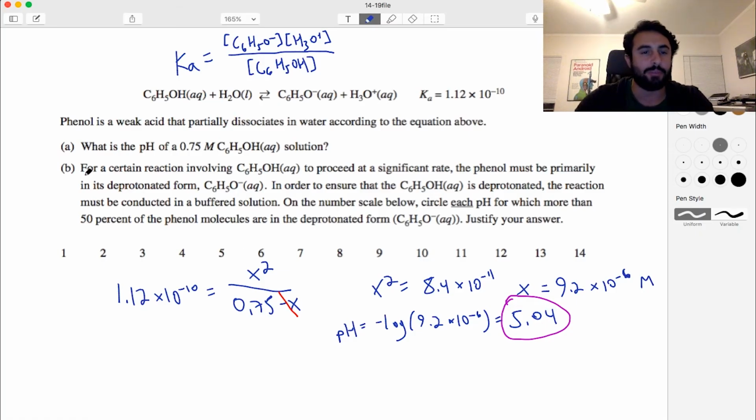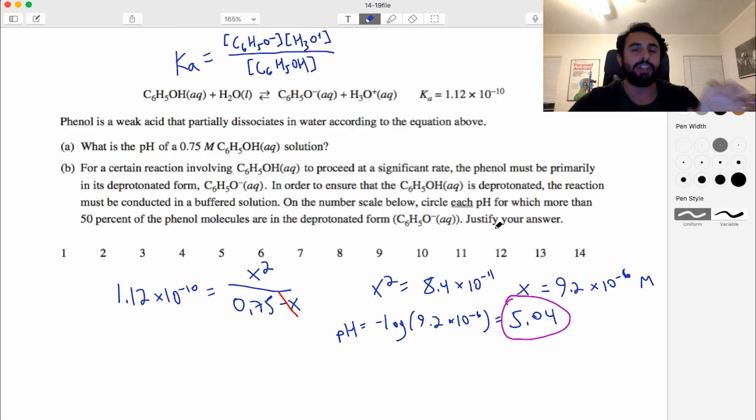Now let's look at part B. For a certain reaction involving phenol to proceed at a significant rate, the phenol must be primarily in its deprotonated form, phenoxide. In order to ensure that the phenol is deprotonated, the reaction must be conducted in a buffered solution. And then down here we've got this scale. We want to circle each pH for which more than 50% of the phenol molecules are in the deprotonated form.